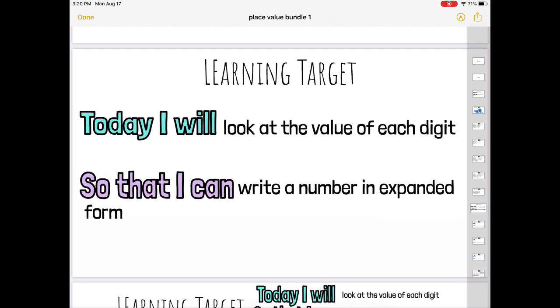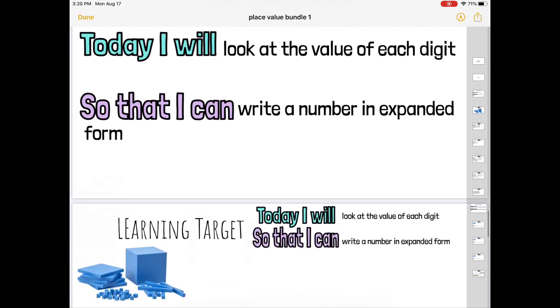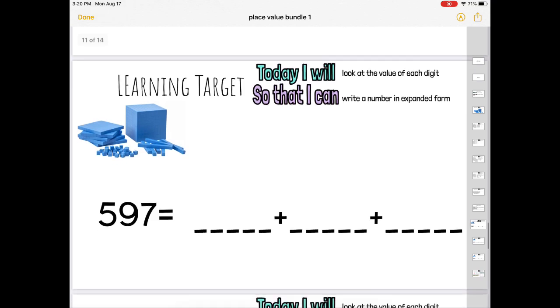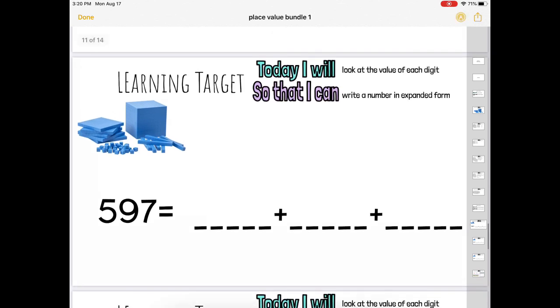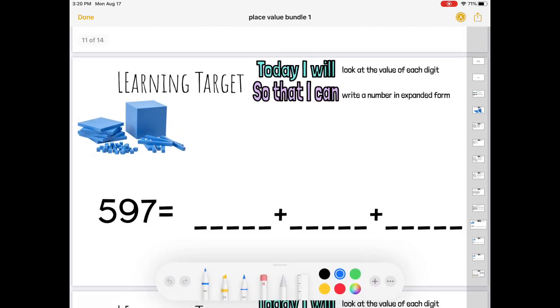We're going to continue looking at the value of each digit so you can write the number in expanded form. So I was just showing you on the whiteboard, and now I'm going to do a few more examples before I send you on to your assignment. So if we look at this number, 597. I wrote down our little place value spots, and it might be helpful if you put an H for 100, a T for 10, and an O for 1 so you know what spot you're looking at. We have our hundreds, tens, and ones.